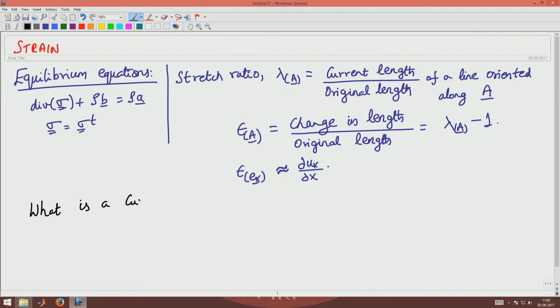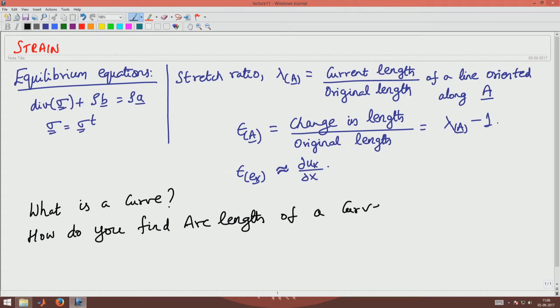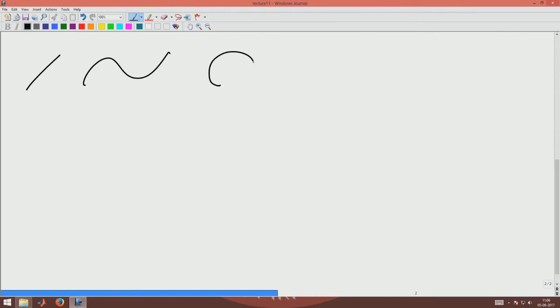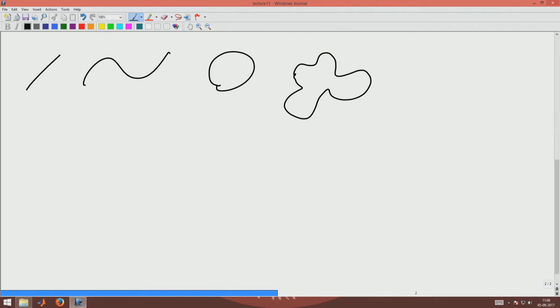What is a curve and how do you find arc lengths of a curve? Okay. So, are all these curves? Yes, all of them are curves. Basically, a curve is a one parameter family of functions. This is a straight line, this is some curve, this is a closed curve, this is an arbitrary closed curve. Okay. Now, how do you define a curve?